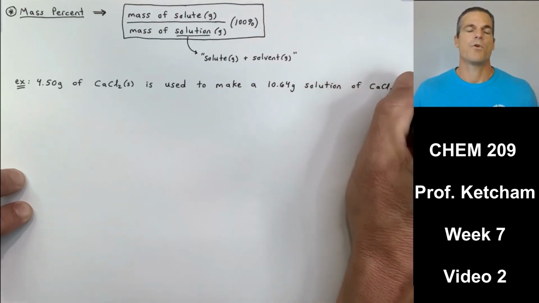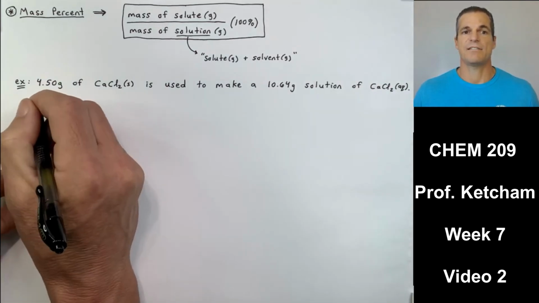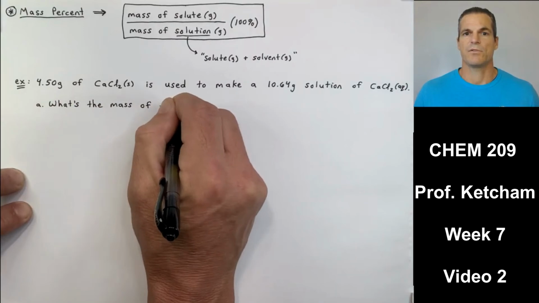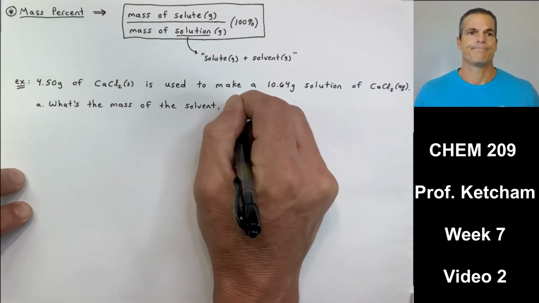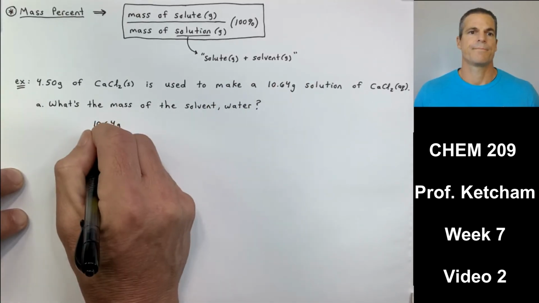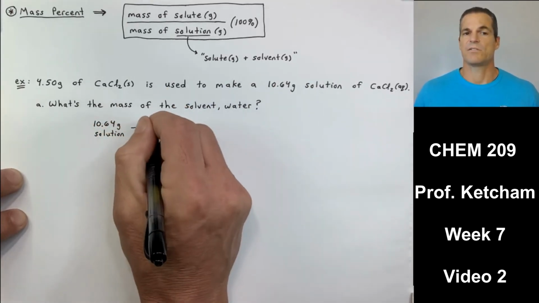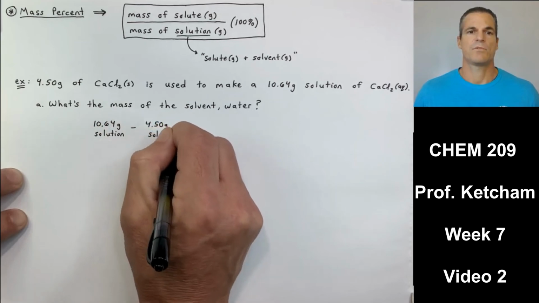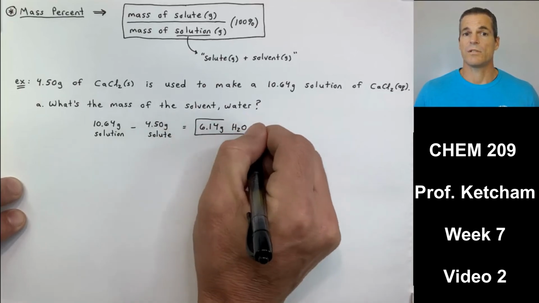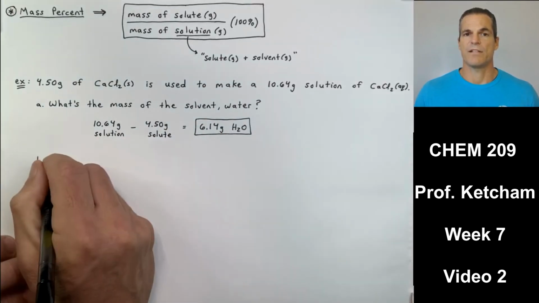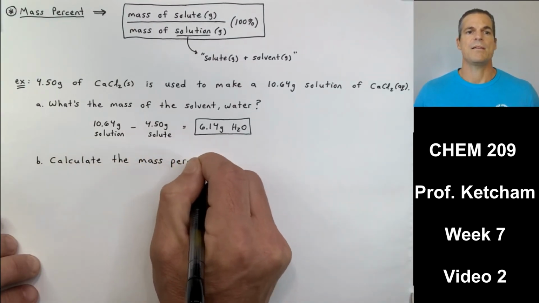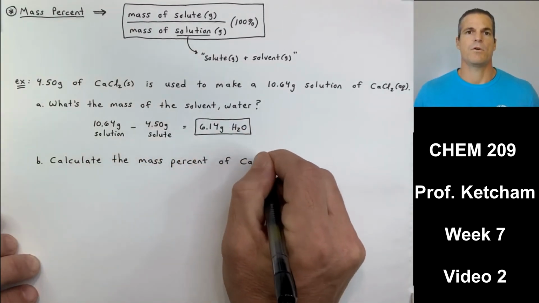So, example: 4.50 grams of CaCl2 is used to make a 10.64 gram solution of calcium chloride. First question says, what's the mass of the solvent, water? Well, we take the mass of the entire solution, 10.64. We subtract the mass of the calcium chloride solute, and what we're left with is the mass of the solvent, 6.14 grams H2O.